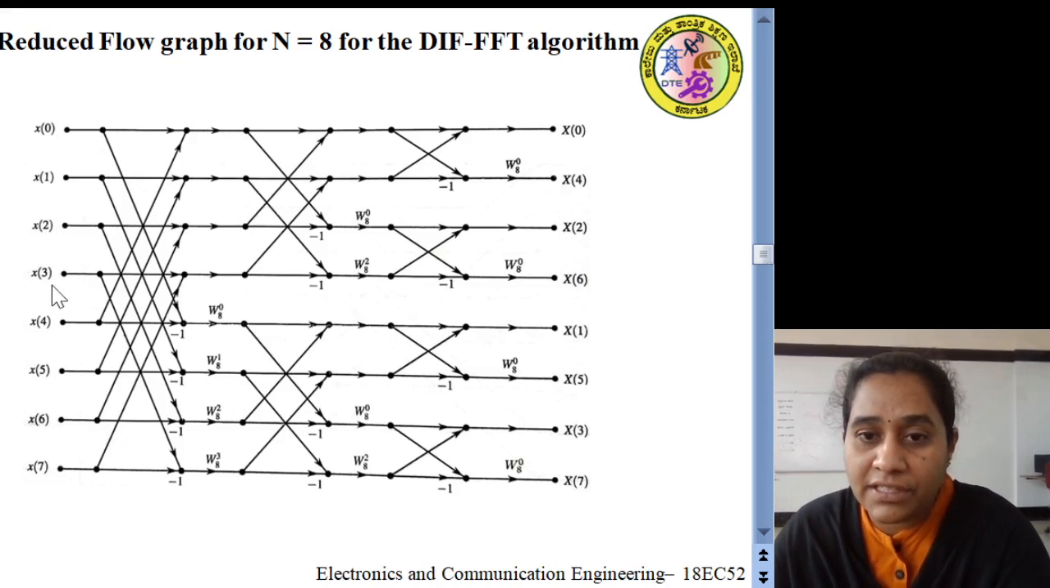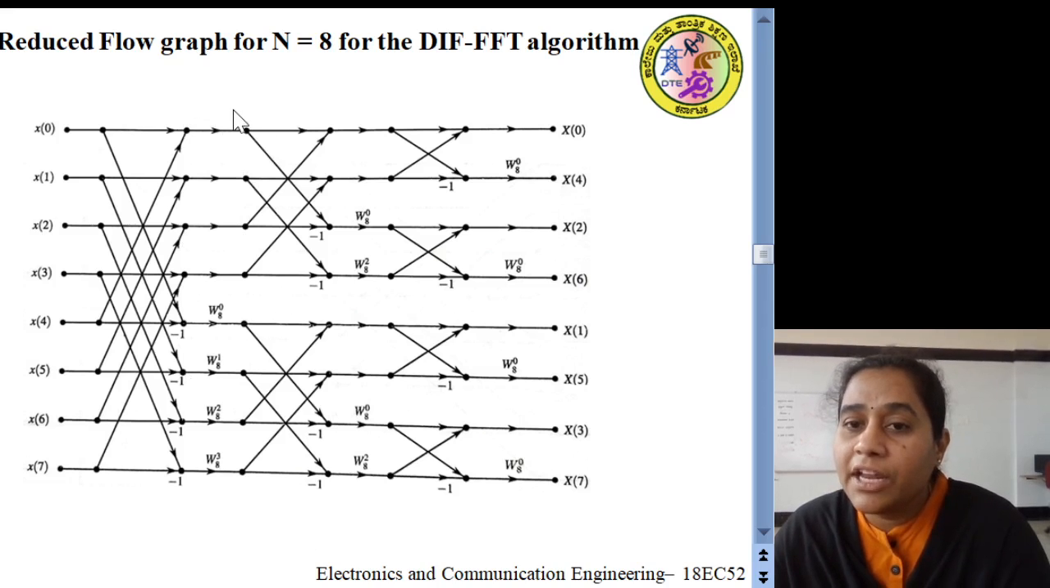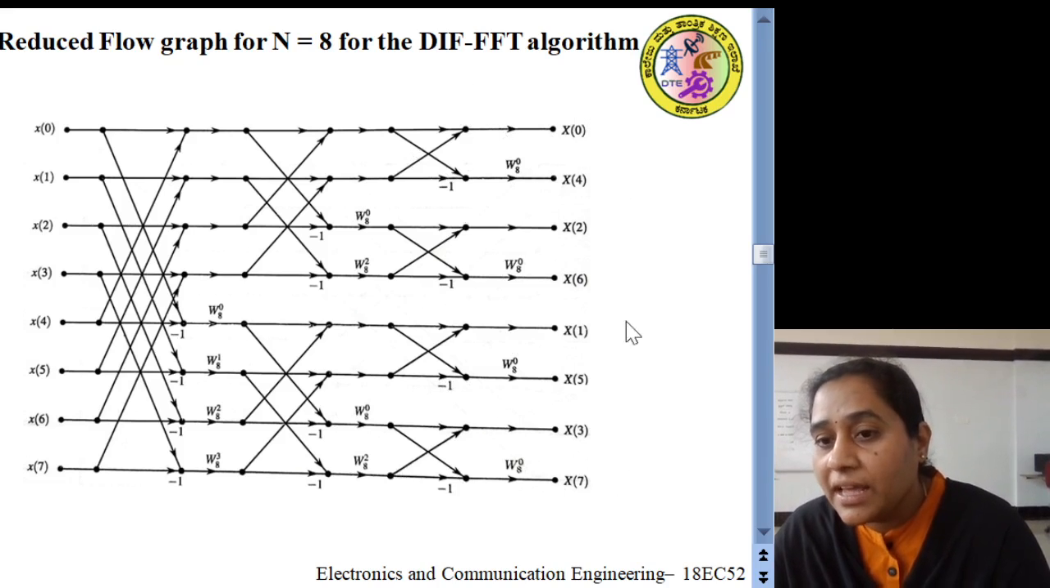See, x of 0, x of 1 up to x of 7 is divided into two 4-point sequences, and these two 4-point sequences are taken as inputs to the second stage of decimation. The output will be these values. The outputs of the second stage are considered as inputs to the third stage. Here we will be obtaining 2-point DFTs, so we stop decimating here. At the end we obtain the output, that is the DFT of the corresponding time domain samples x of n, that is x of k.